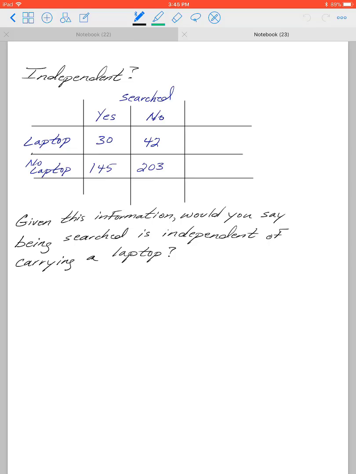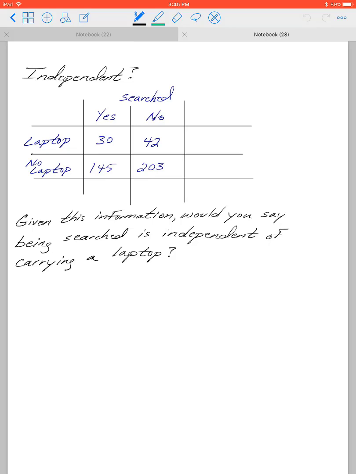So here we have some information about people going through an airport. It looks like we are concerned about whether the person is going to be searched or not, and if there's any connection between that and whether they are carrying a laptop or not. So we are asked, given this information, would you say being searched is independent of carrying a laptop?